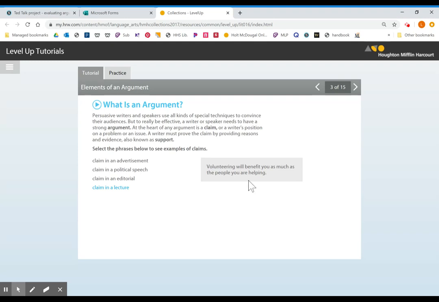A claim in a lecture: Volunteering will benefit you as much as the people you are helping. So if you were listening to a lecture, this person would be trying to convince you to volunteer, right? Volunteering is just as good for you as a person as it is for those that you are helping. So that is this person's claim. And again, as their lecture went on, they'd have to give support to show that their claim is true.